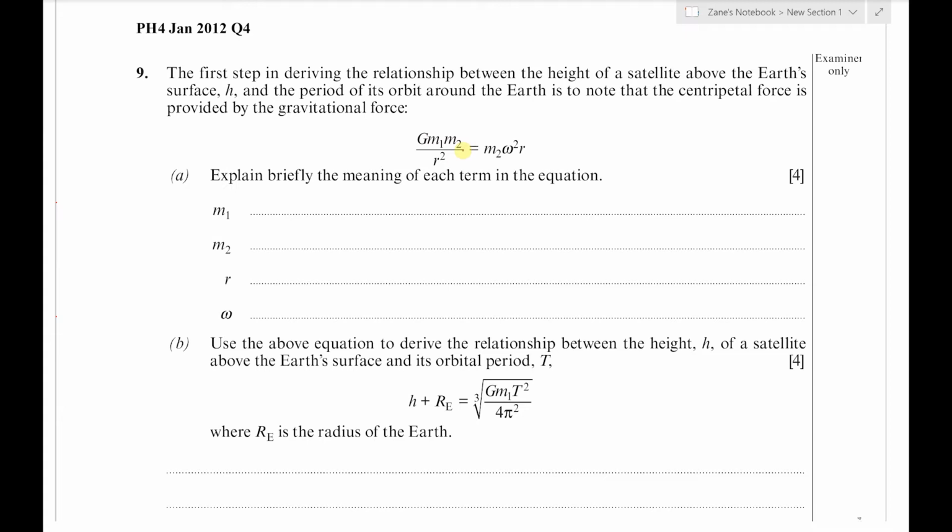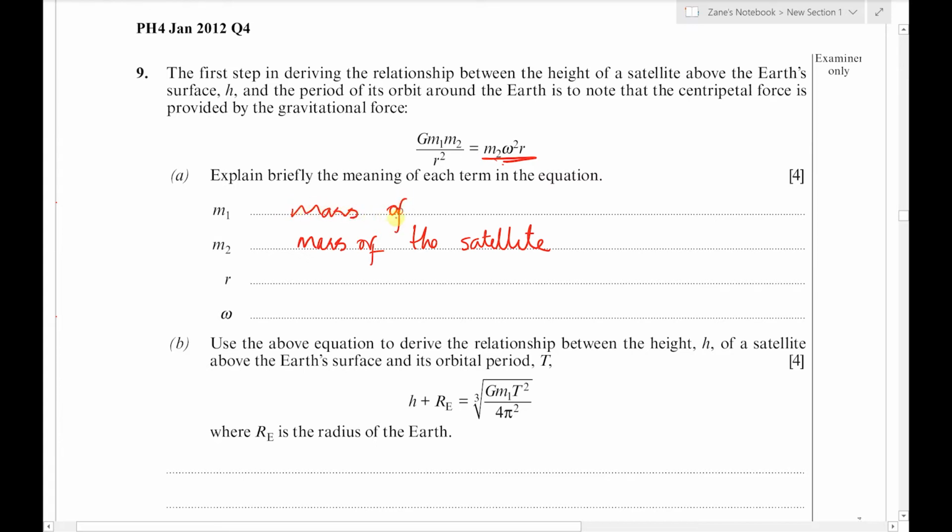Well, there are two m's, m1 and m2. Now you notice the m2 is here on the right with the centripetal force. So that m2 is the mass of the object in orbit. So this would be the mass of the satellite. And therefore m1 is the mass of the object being orbited. In this case, it's the mass of the Earth. R is the radius of the orbit. And omega is the angular velocity of the satellite in orbit.